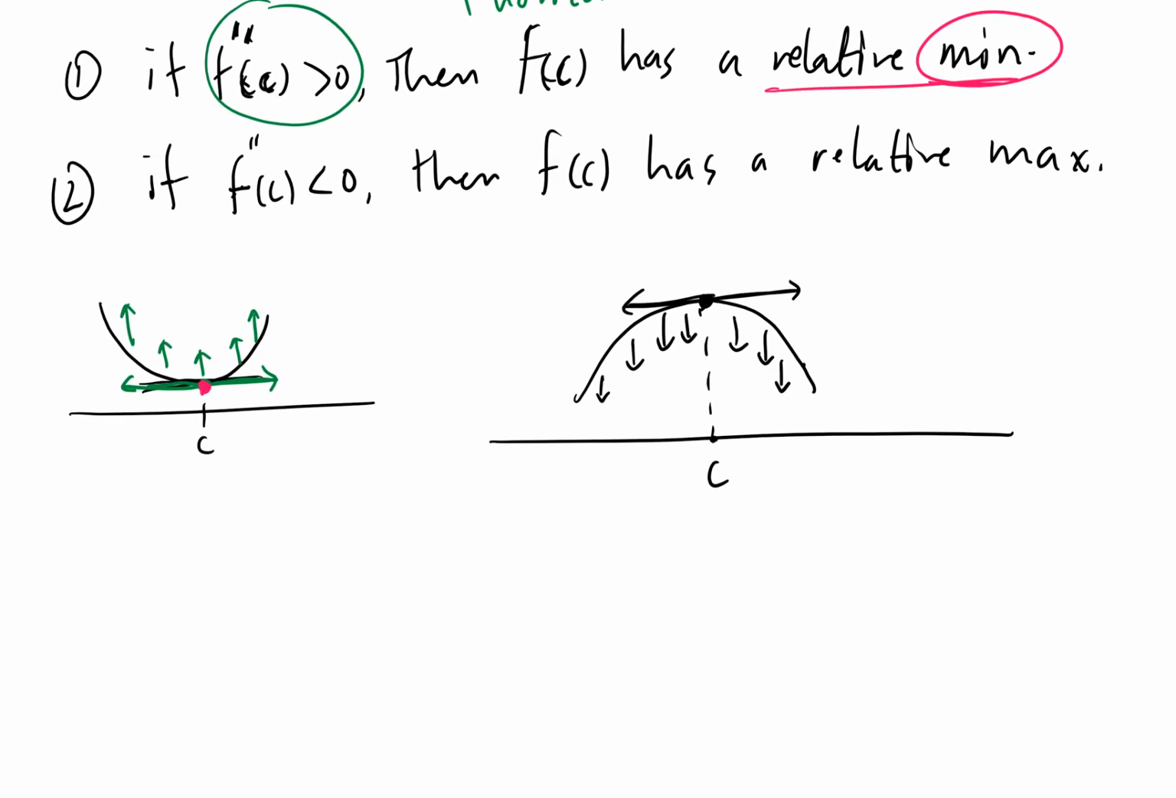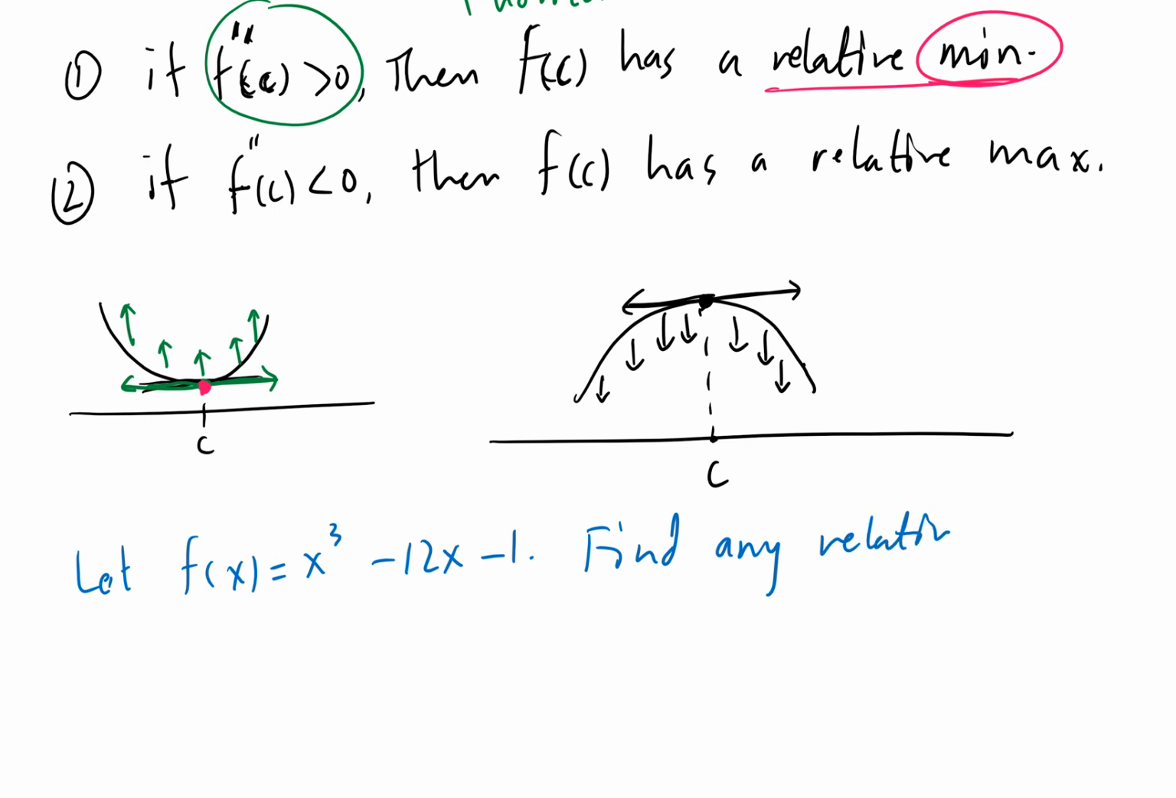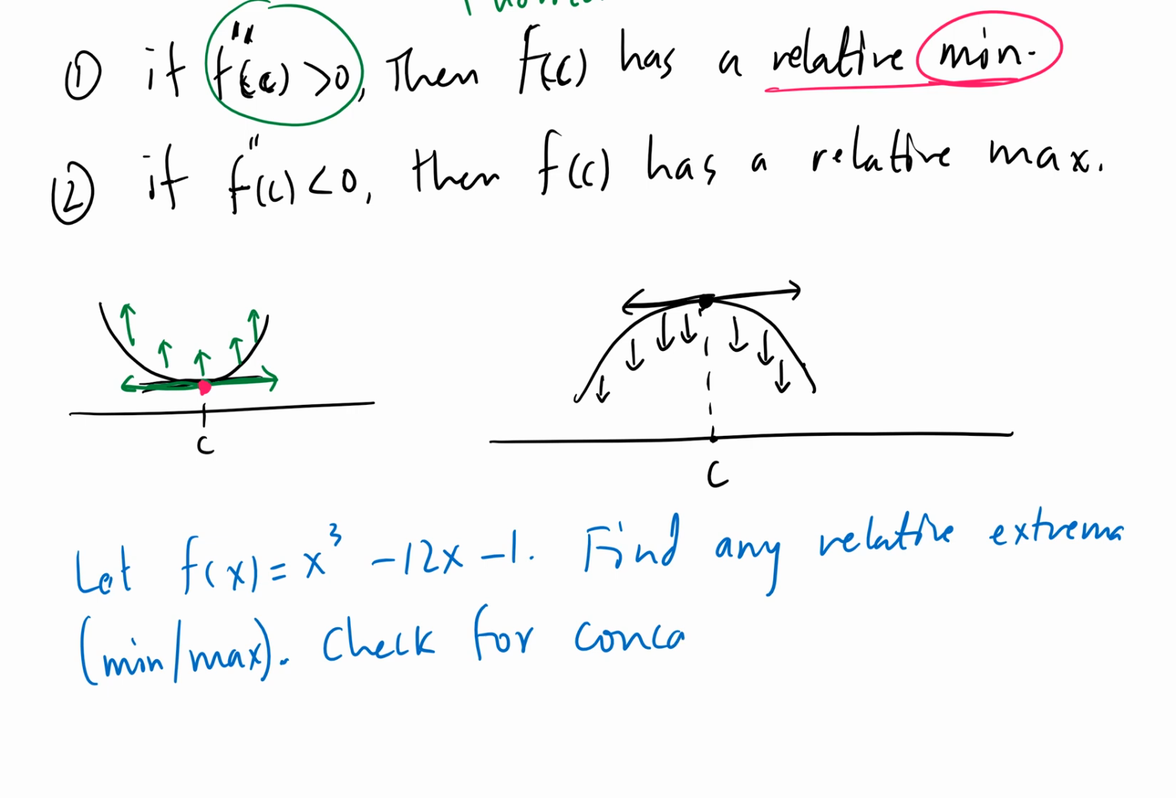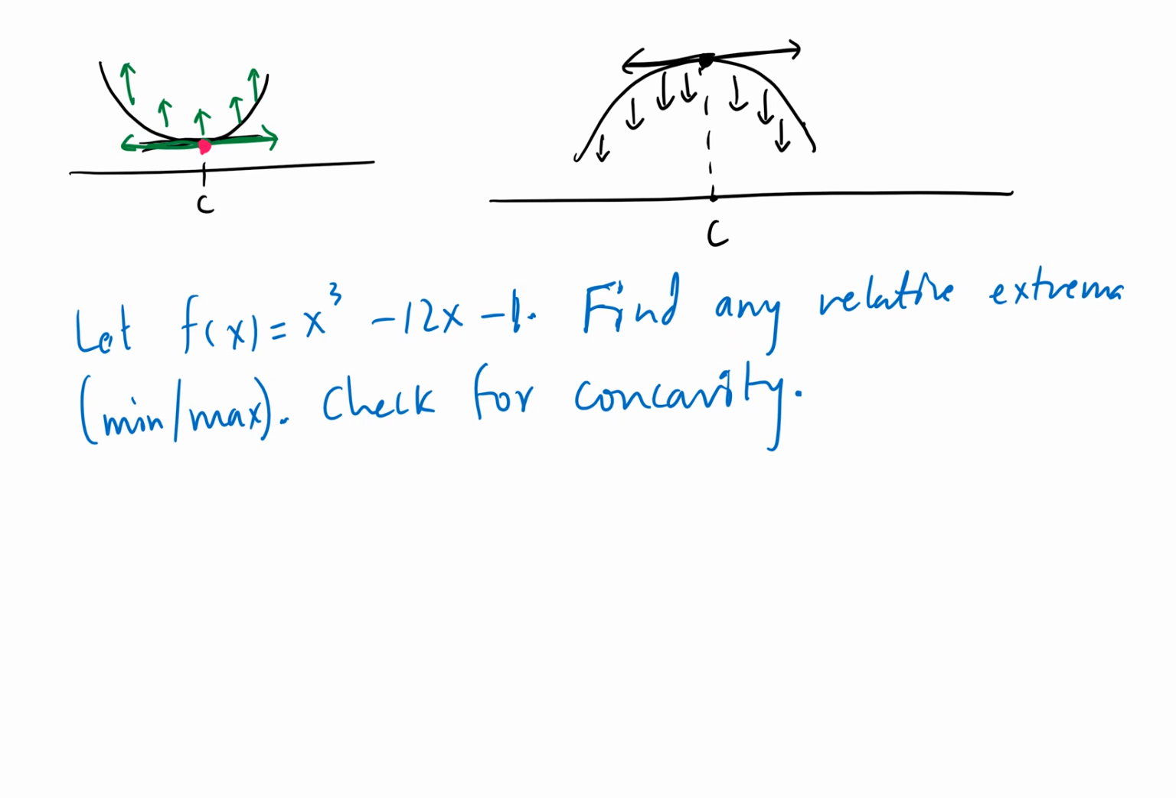Let's look at an example now. Let f of x be the function given in the form x cubed minus 12x minus 1. Find any relative extrema, min slash max. Then check for concavity.